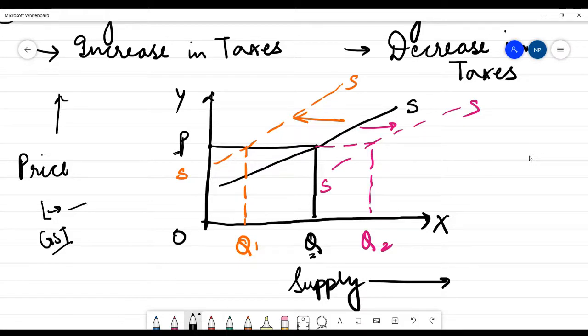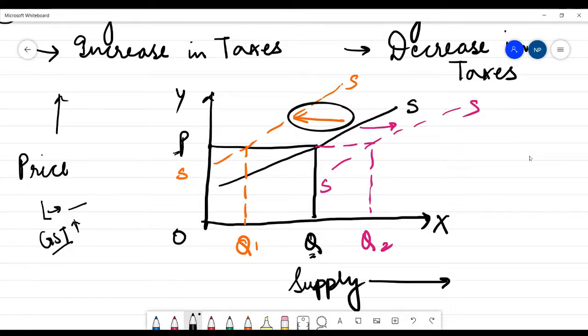Now, if suddenly the GST or the land taxes or water taxes or electricity taxes increase, what will happen? Rise in taxes will increase the cost of production and reduce the profit margin. As a result, the supply will fall from OQ to OQ1. And once the supply falls, we can see the black supply curve will shift towards the left hand side. And if you see the orange supply curve, it is a decreased supply. It shows that the supply in the market has decreased. Therefore, it will show a leftward shift.